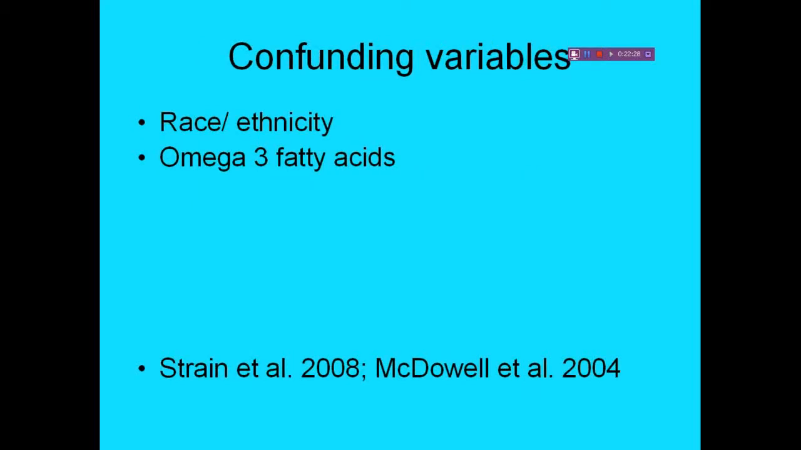Basically, there are a few confounding variables, things like race or ethnicity, which are confounding in the sense that they alter the bioaccumulation of the methylmercury within your hair. And there's omega-3 fatty acids as well, which actually benefit the human nervous system.